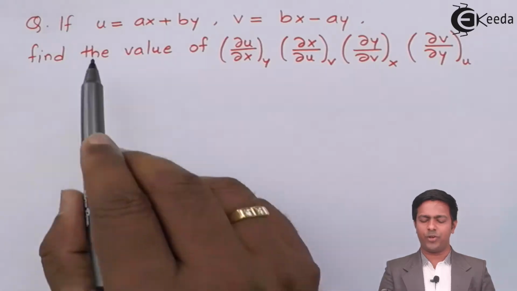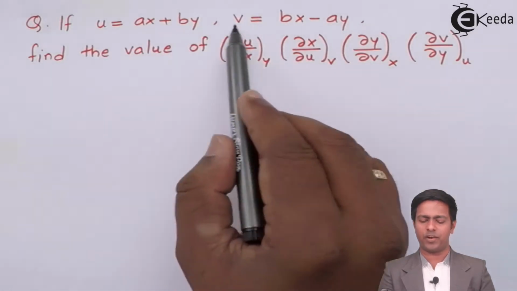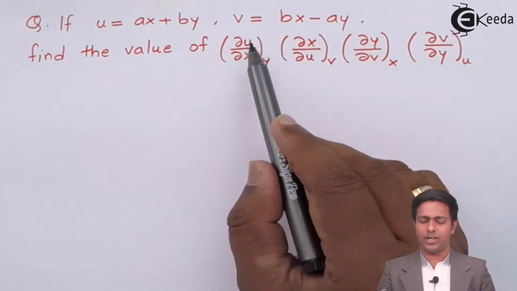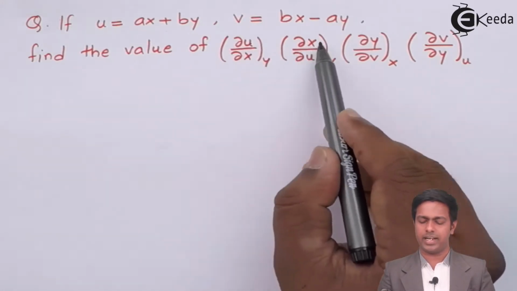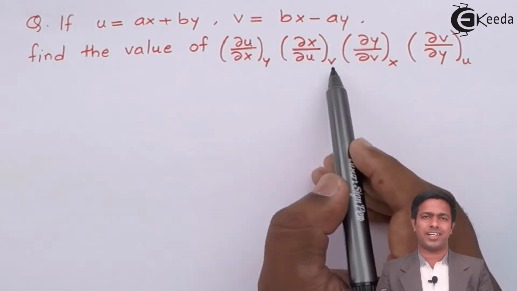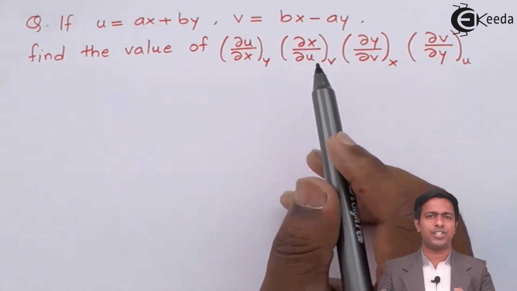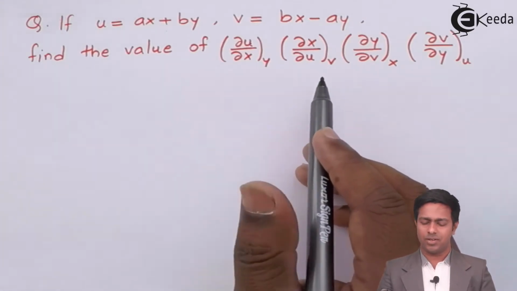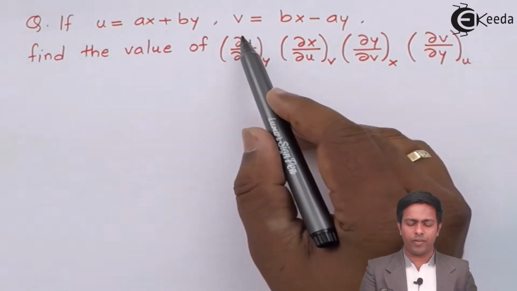So here the values of u and v are given, where u and v both are functions of x and y. And guys, you can see that we have to find the value of del u by del x at constant y, times del x by del u at constant v. So what are this y and v which are written outside the differentiation term? These are the terms which we treat as constant. So let's start. Let's find out the first term.